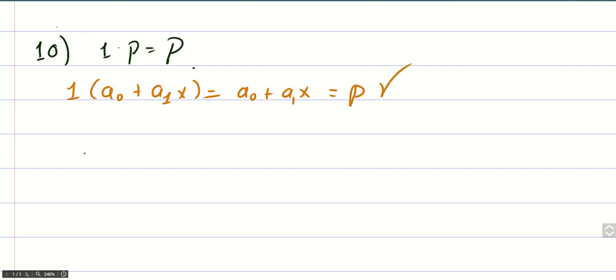So we have shown that this set P of polynomials of the form a0 plus a1x satisfies the 10 axioms of the vector space, which implies that P is a vector space.